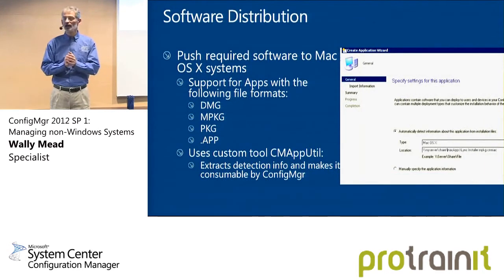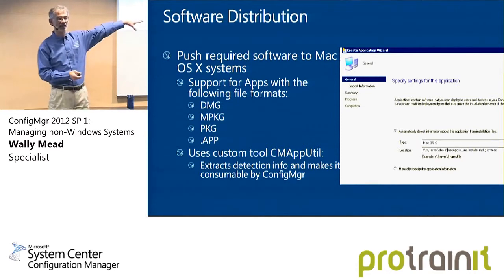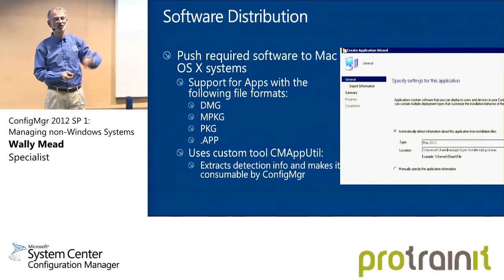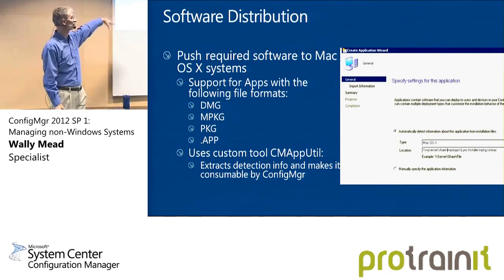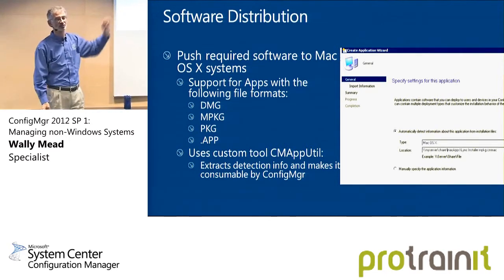Software distribution is a little bit more complicated than with Linux, Unix, or a traditional Windows deployment. You see the type there says Mac OS X. That's the application type, or deployment type, we have: Mac OS X. But to create this, it shows you the 4 different types of file formats from Macintosh packages we support.